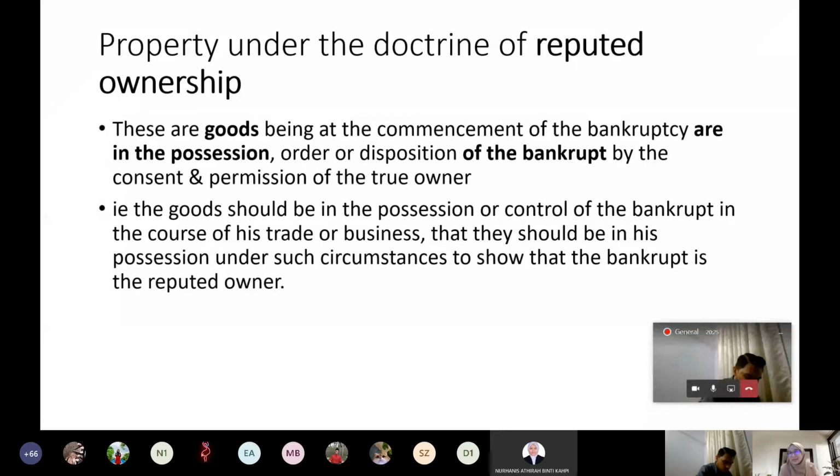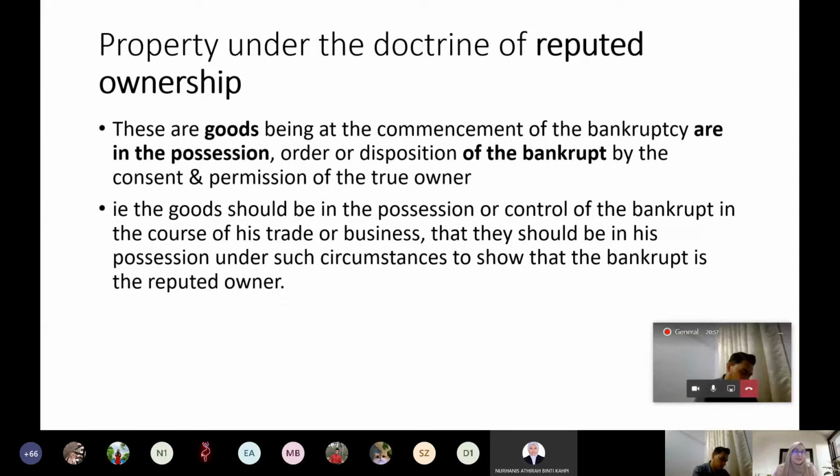Okay, so at that point of time, the ownership will be transferred to the hirer. So bila habis installment tu, barulah pembeli kereta tu, yang kita panggil pembeli tu, considered as the true owner of it. Yeah? So within the timing of the installment, the payment of the installment tu, the true owner under the law is the bank. Yeah. Okay. So this is an example of a property which is under the doctrine of reputed ownership.